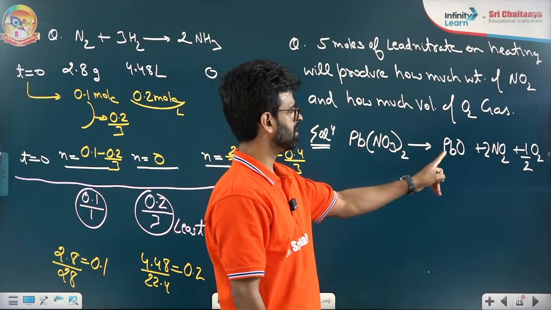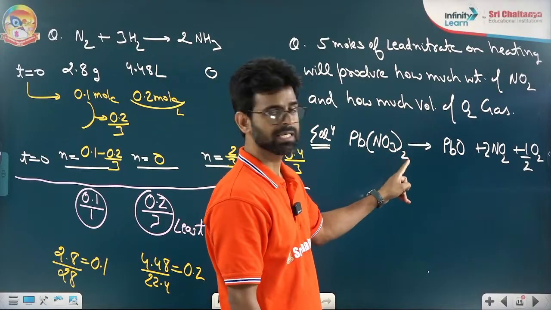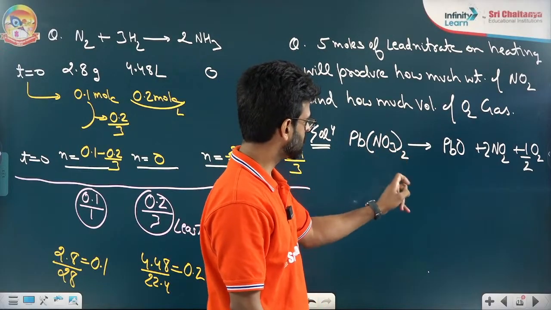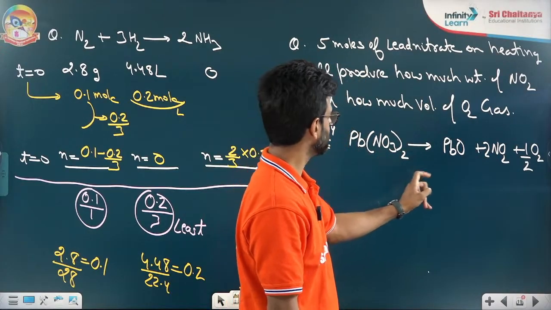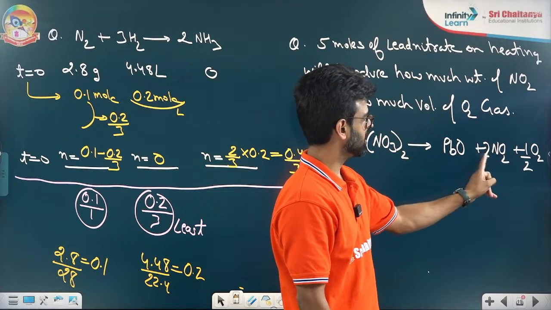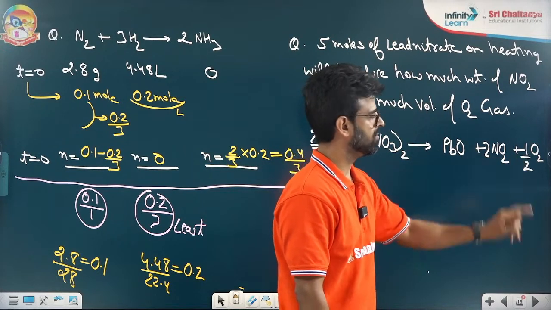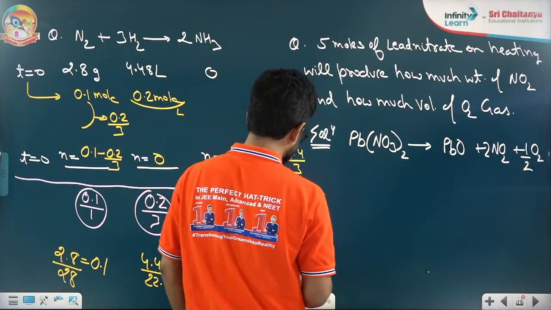1 Pb here, 1 Pb. Nitrogen, how many? There are 2 nitrogens finally. There are 2 nitrogens, you can see. Oxygen, how many? 3 to 6 oxygen, right? So how many here? 1 here. How many here? 2 and 2, 4 and 1. So total 6, right? Now you can see the stoichiometry.